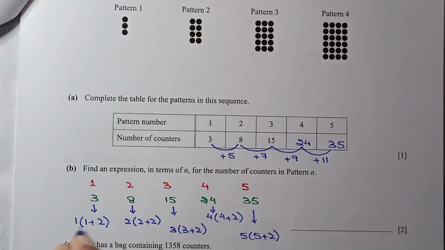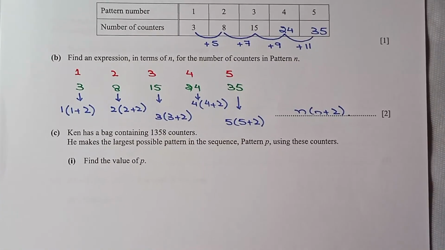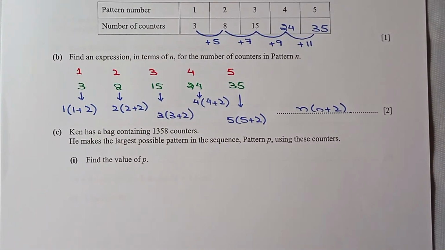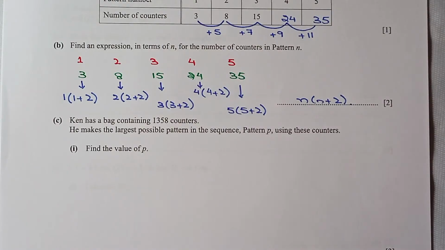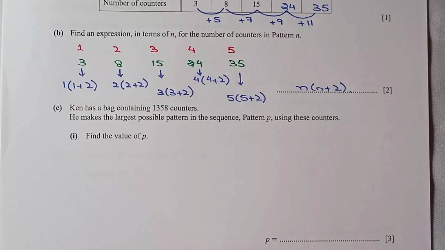So this 1 is the pattern number 2, 3, 4, 5. So we can say n into n plus 2. This is a pattern rule for the number of counters. Now for the C part, Ken has a bag containing 1358 counters. He makes the largest possible pattern in the sequence, pattern P, using these counters. Okay, find the value of P.